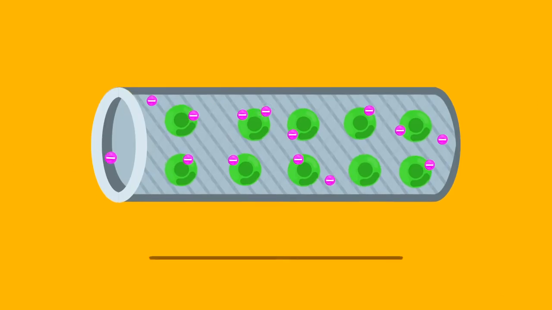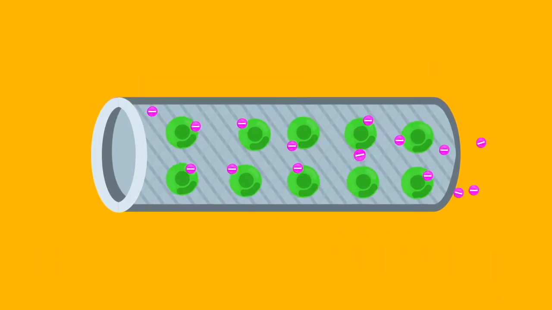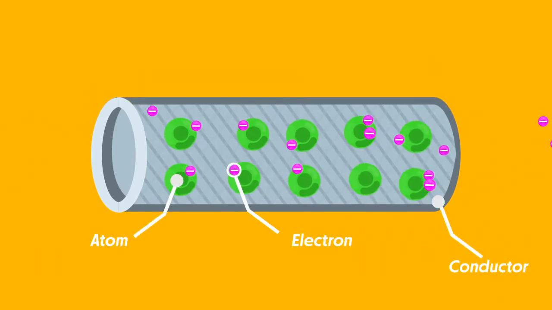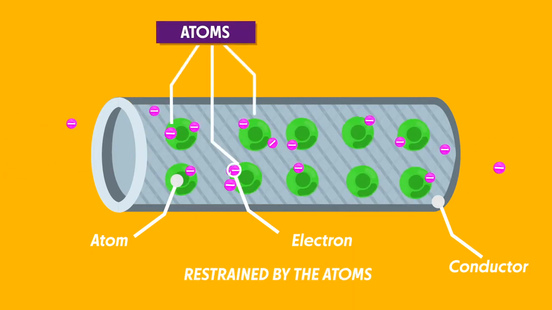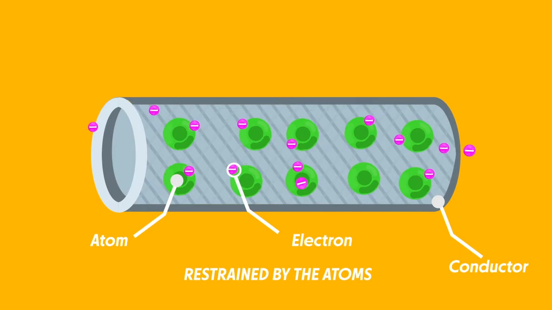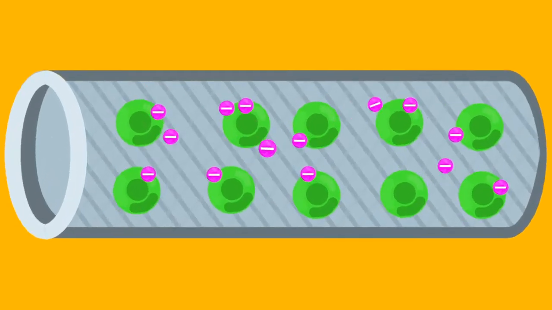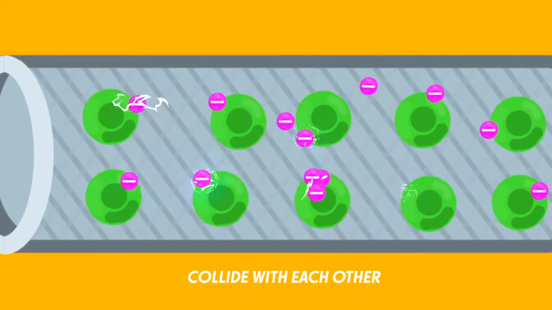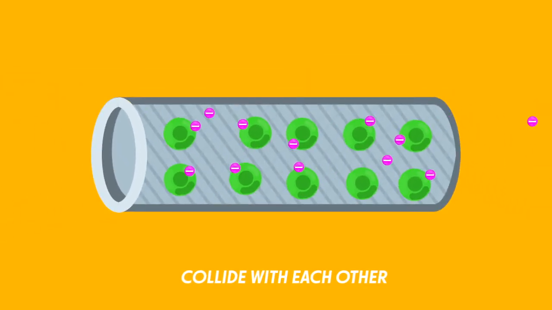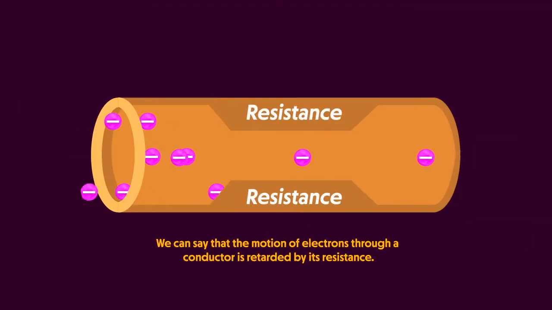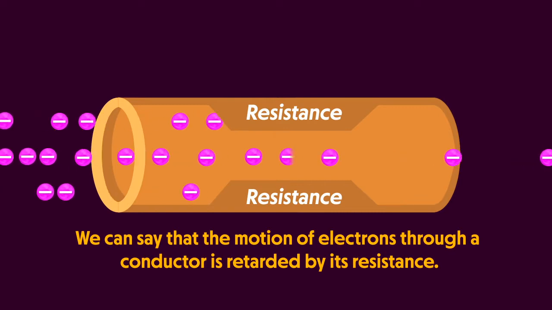We know that motion of electrons in an electric circuit constitutes an electric current. The electrons, however, are not completely free to move within a conductor. They are restrained by the attractions of the atoms among which they move. This obstruction is known as resistance. Also, resistance is caused in a conductor by the free electrons when they collide with each other, or with ions in the conductor and atoms that oppose their free movement. Thus, we can say that the motion of electrons through a conductor is retarded by its resistance.